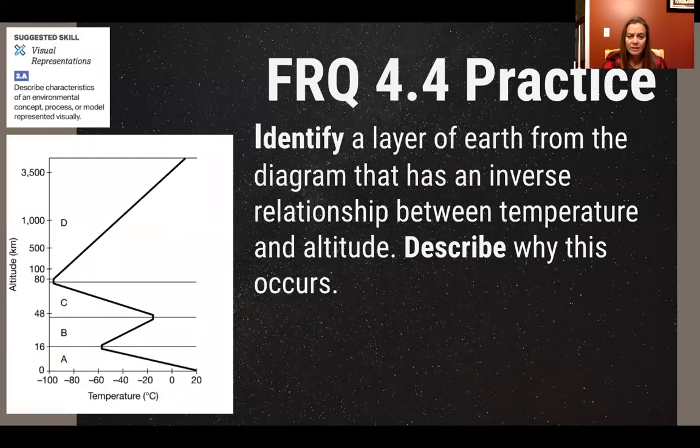Okay, so here's your practice for 4.4. I want you to identify a layer of the Earth's atmosphere from the diagram that has an inverse relationship between temperature and altitude, and I want you to describe why this occurs.